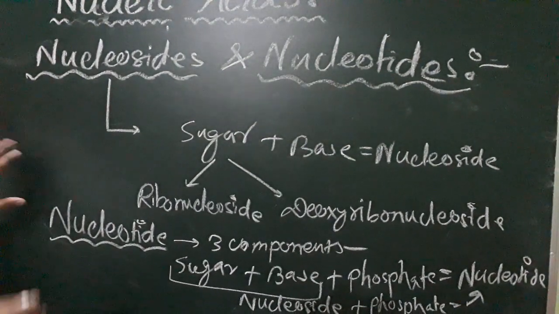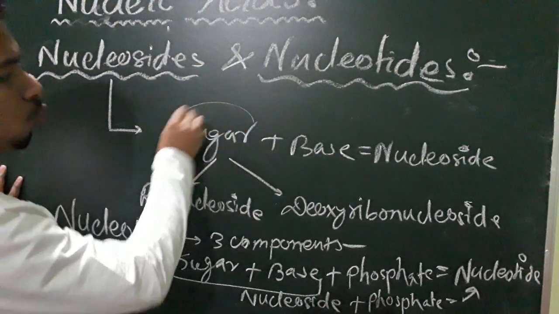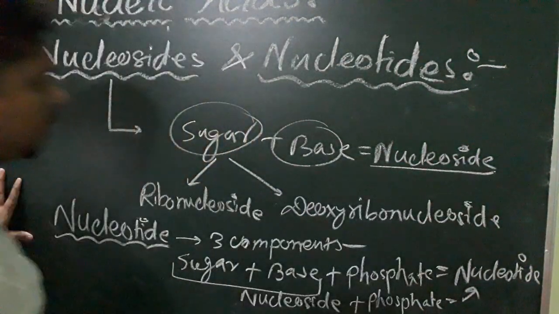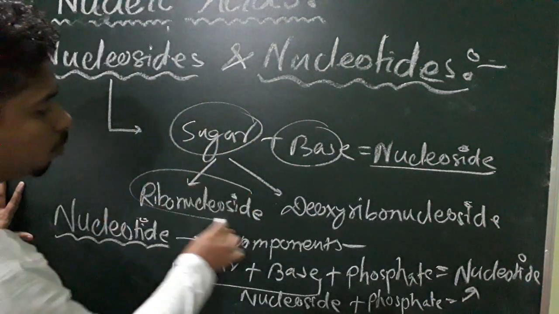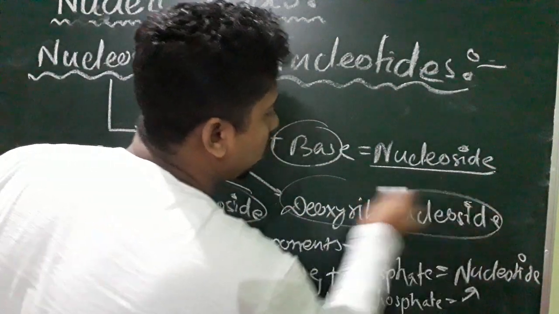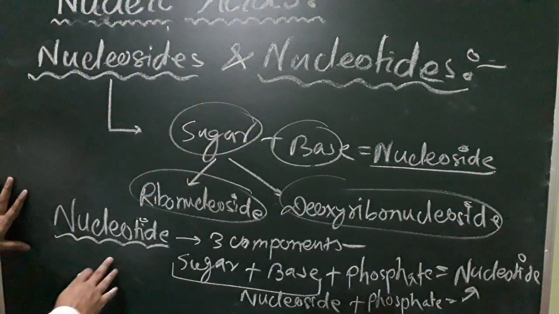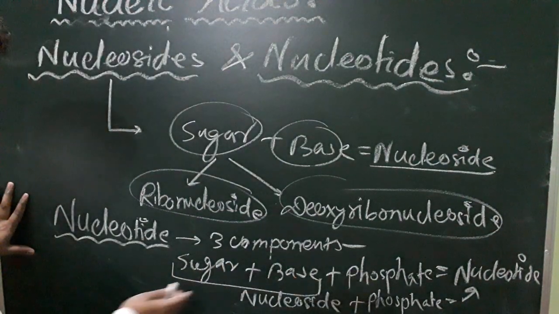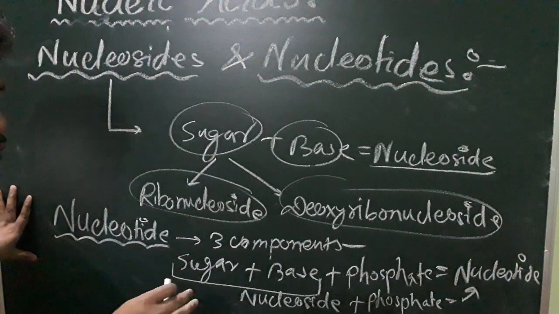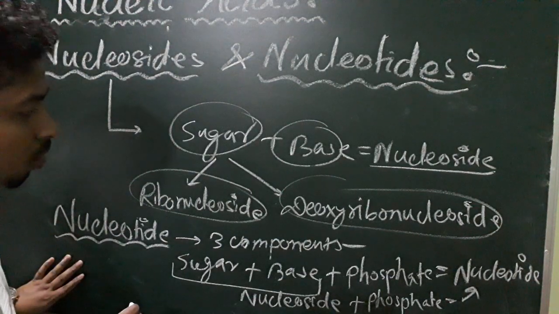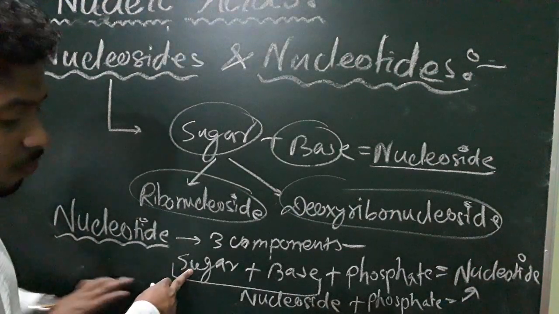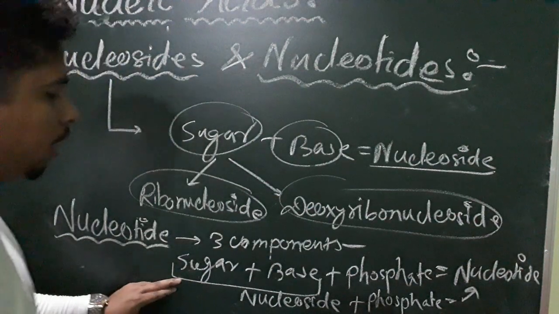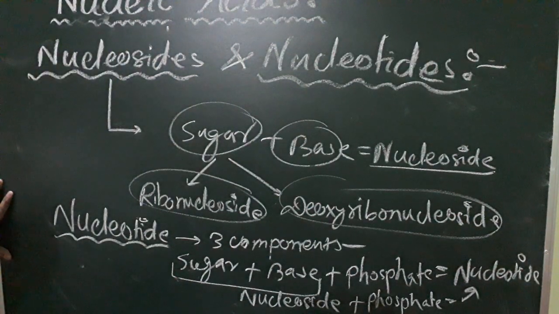Here you see, a nucleoside contains two components, one sugar and one base. If the sugar is ribose, it is called a ribonucleoside. If the sugar is deoxyribose, it is called a deoxyribonucleoside. A nucleotide contains three components: one sugar, one base and one phosphate. If the sugar is ribose, it is called a ribonucleotide, and if the sugar is deoxyribose, it is called a deoxyribonucleotide. So this is all about nucleosides and nucleotides.